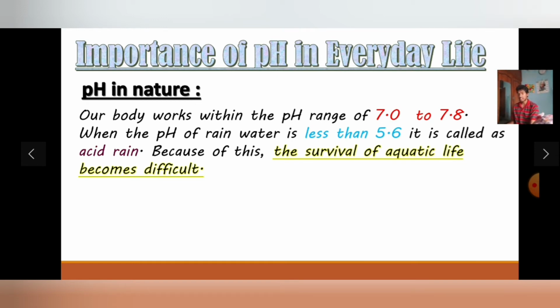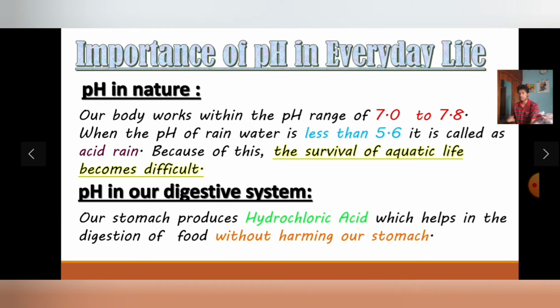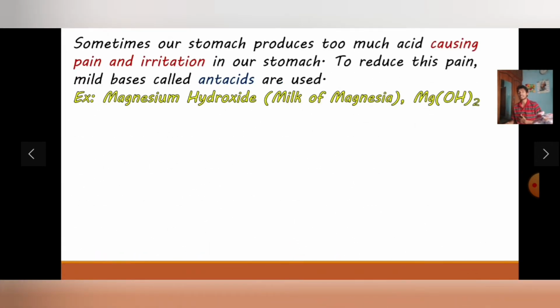The next place that we see the importance of pH is in our digestive system. I just said gastric juice is an acid which helps us in digestion of food. Our gastric juice is nothing but hydrochloric acid which helps us in the digestion of food without harming our stomach. Sometimes what happens is this gastric juice or hydrochloric acid is released in excess quantity and causes pain and irritation.